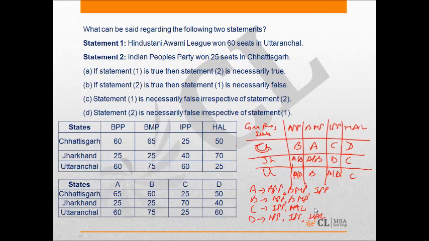Let us now look at the question again. Statement 1 is HAL won 60 seats in Uttaranchal. If HAL won 60 seats in Uttaranchal, then that would mean that D has to be HAL or A has to be HAL. So one of A or D is HAL. Now if one of A or D is HAL, then C has to be IPP because C is either IPP or HAL. So what it means that if statement 1 is true, then statement 2 has to be true, because if C is IPP, it automatically means C won 25 seats in Chhattisgarh, which is what statement 2 is saying. So that means option A here is correct. If statement 1 is true, then statement 2 is necessarily true.